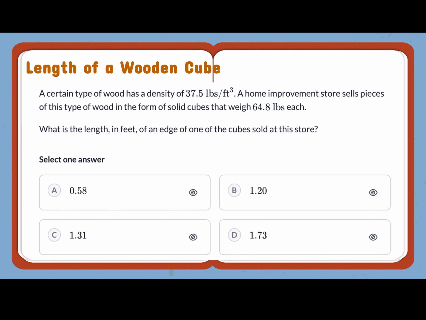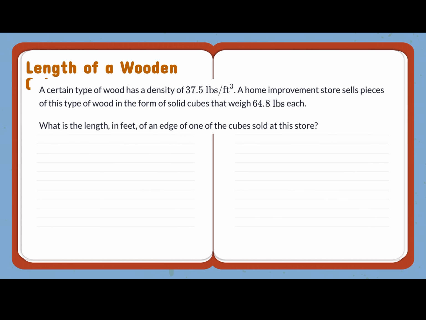Okay, this one should make more sense in terms of lining up the units. So we have this certain type of wood with a density of 37.5 pounds over feet cubed. A home improvement store sells pieces of this type of wood in the form of solid cubes that weigh 64.8 pounds each. What is the length in feet of an edge of one of the cubes sold at this store? So you have to read this very carefully. We're given feet cubed, but the question is asking just feet. So keeping that in mind, we'll solve for this question.